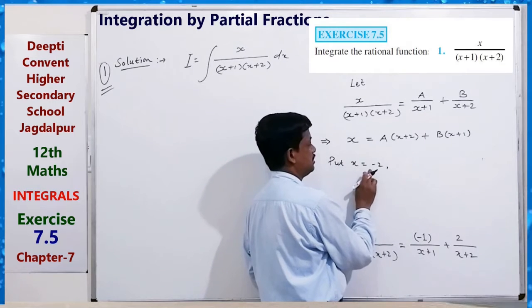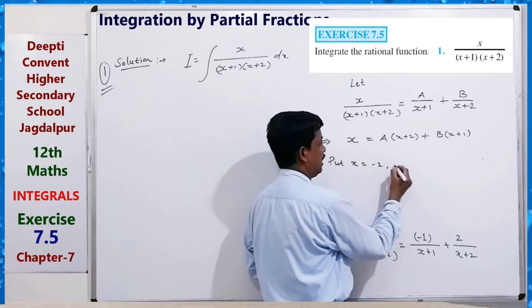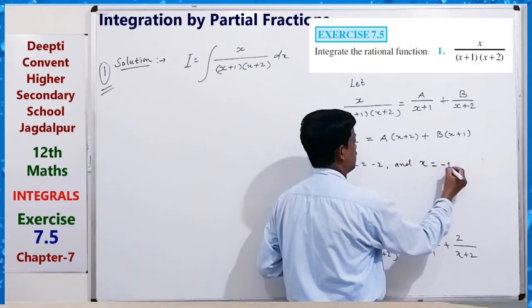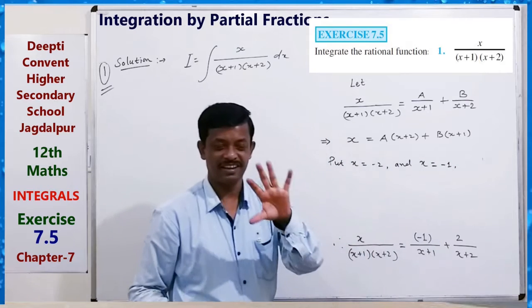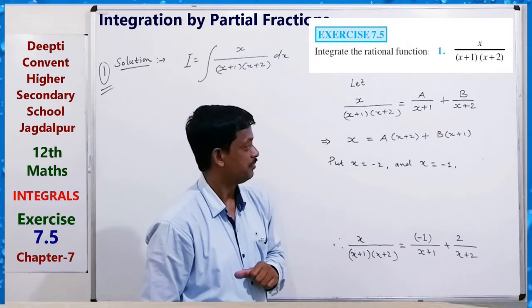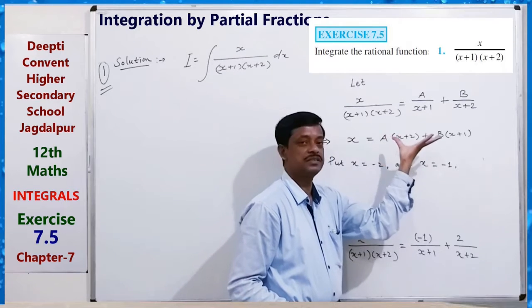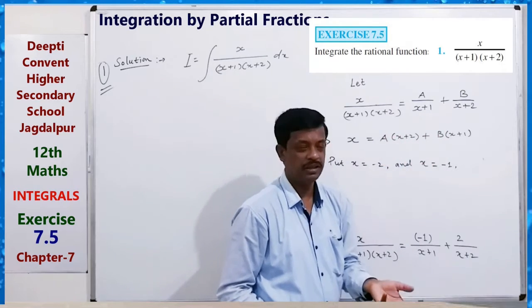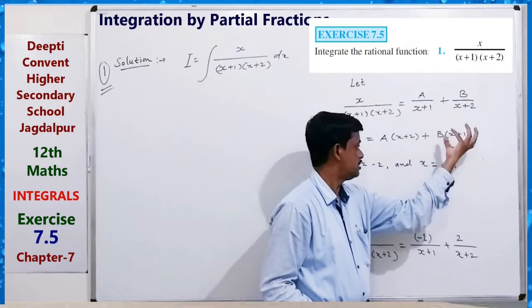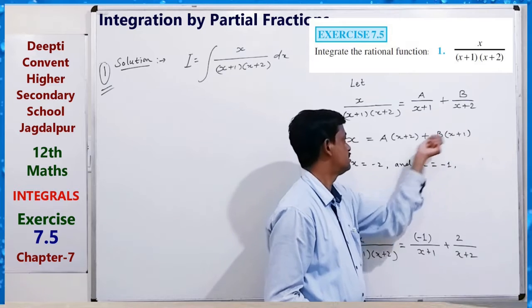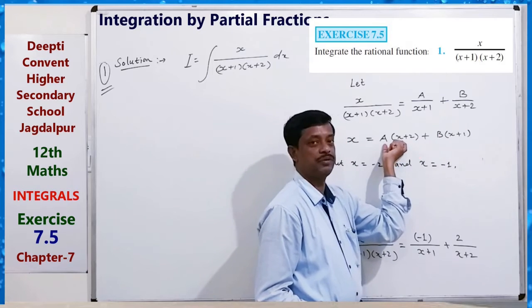Put this, and also put x equals to minus 1. Understand? How? If x equals to minus 2, then this vanishes, and we can get the value of b. For vanishing of this, x equals to minus 1, then this will vanish, and we can get the value from here.